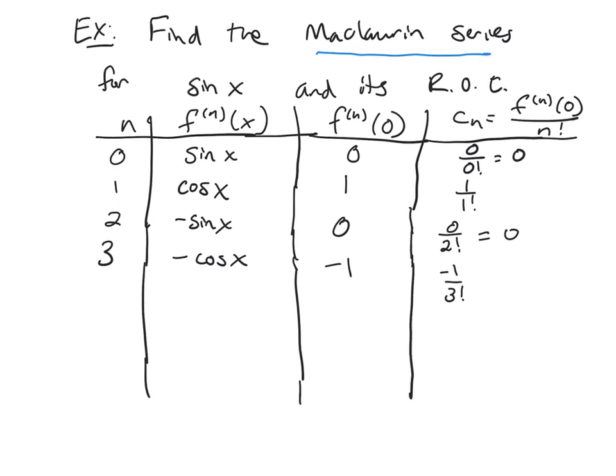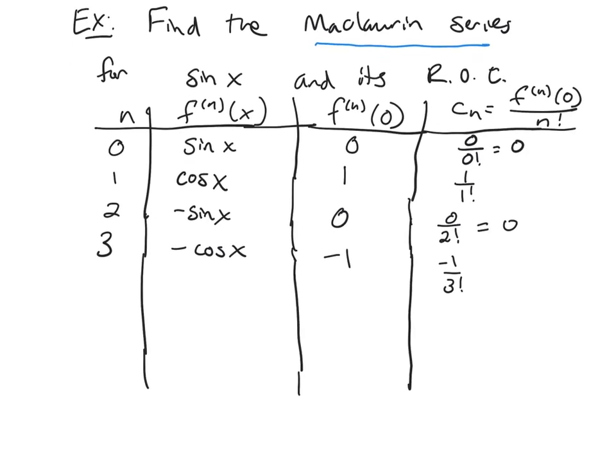So let's say I do, I don't know, let's do 4, 5, 6, and 7. So let's fill in our derivatives now. So you take the derivative of minus cosine. Cosine is minus sine, so it becomes a positive sine of x.